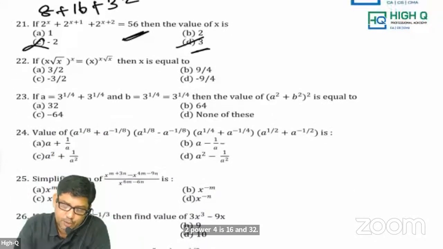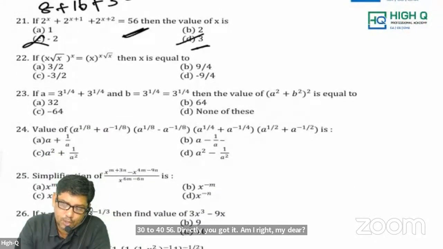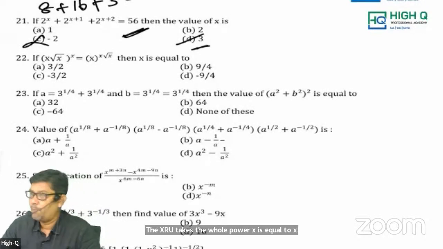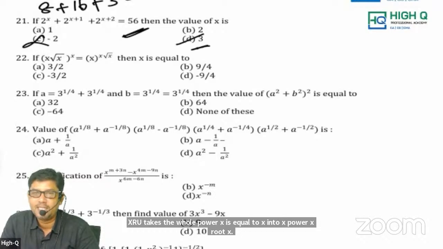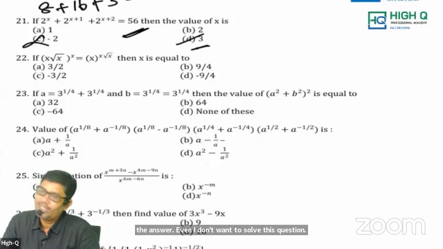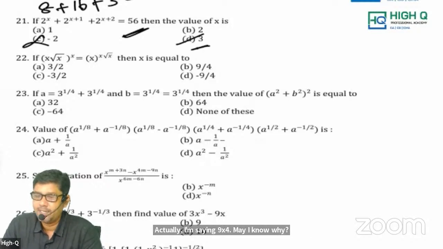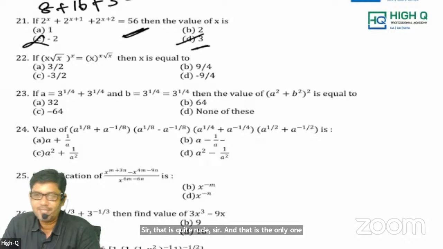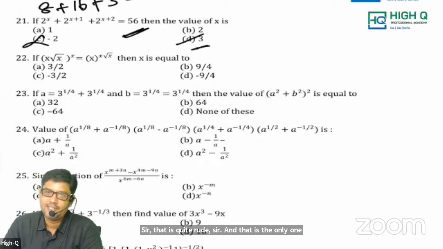Now, x root x the whole power x is equal to x into x power x root x. Now, by looking at the question, I want you to give me the answer. Even I don't want to solve this question. Akshay is saying 9 by 4. May I know why? Just instinct. Why that instinct came? You tell me. Sir, there is square root, sir, and there is only one option which is a perfect square, which is 9 by 4, sir. So therefore the instinct came like that, sir.